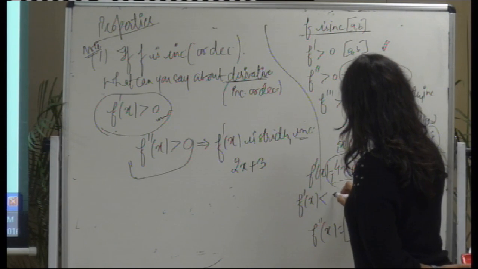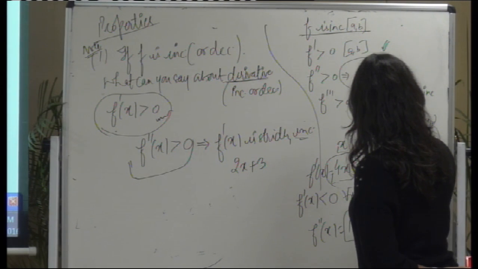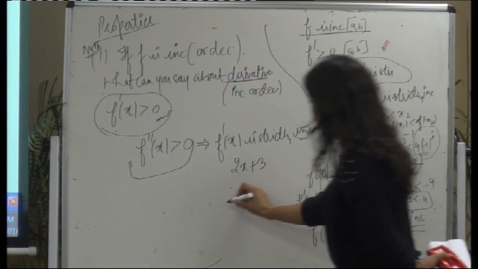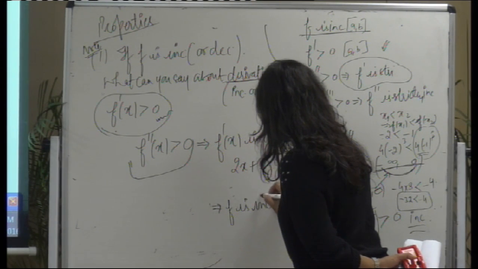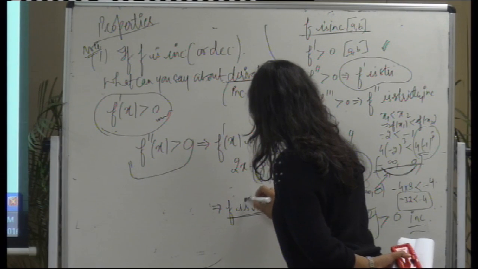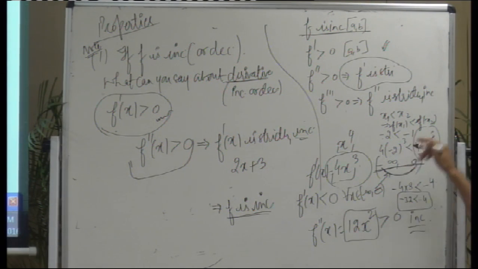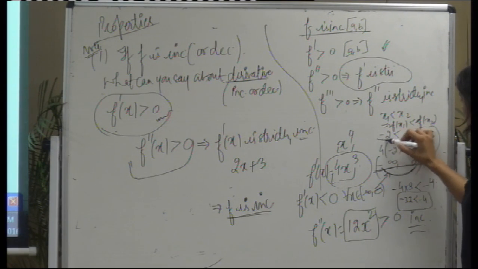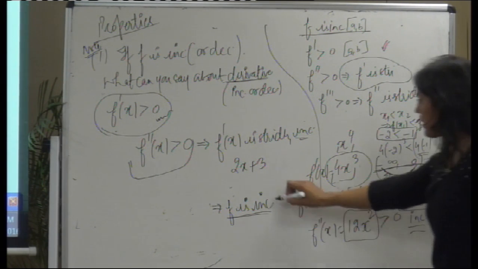F dash x is less than 0 for all x in minus infinity to 0, but this function is increasing, because it is preserving the order. In this interval, it is preserving the order. You can see minus 2 is less than minus 1, and f of minus 2 is also less than f of minus 1. So this function is increasing.